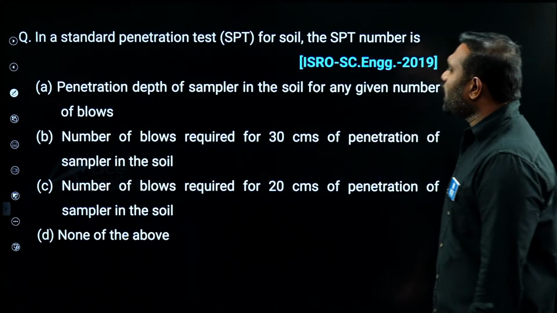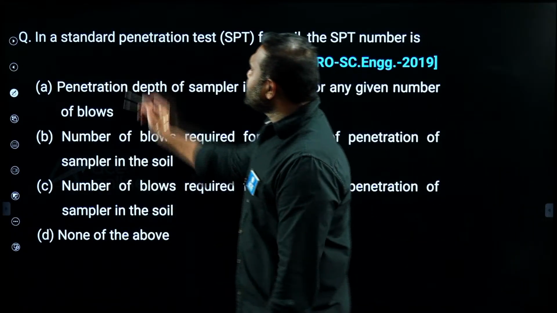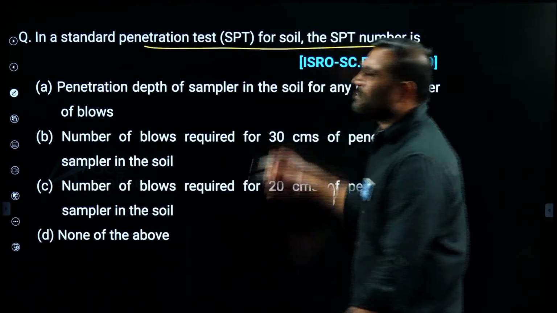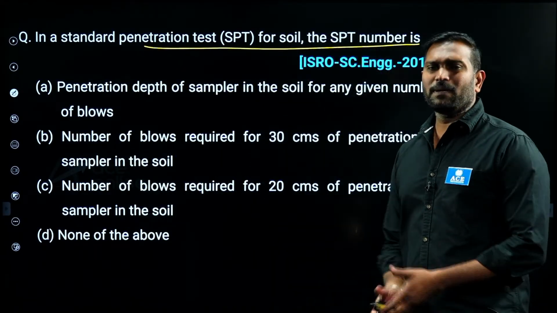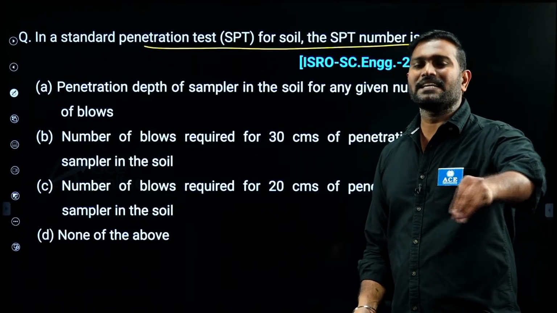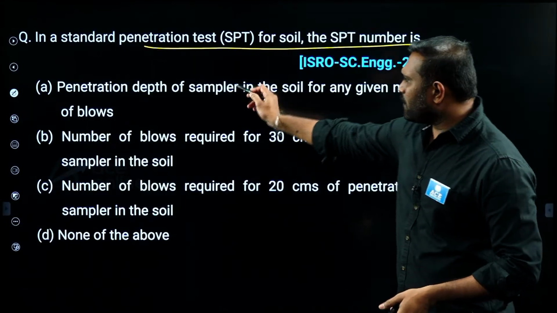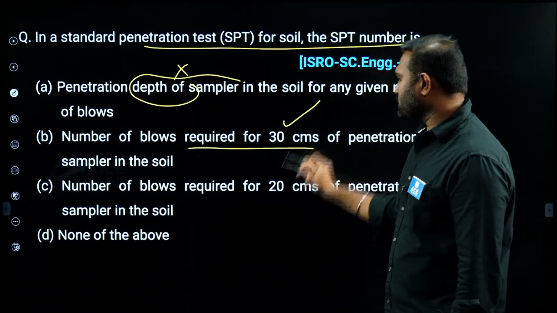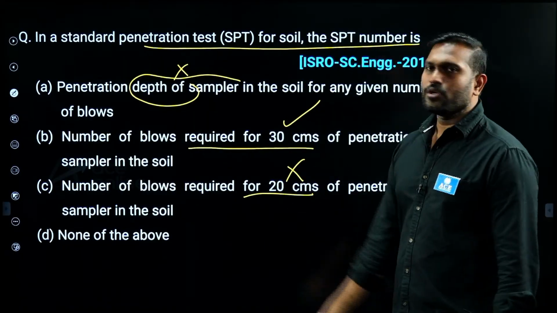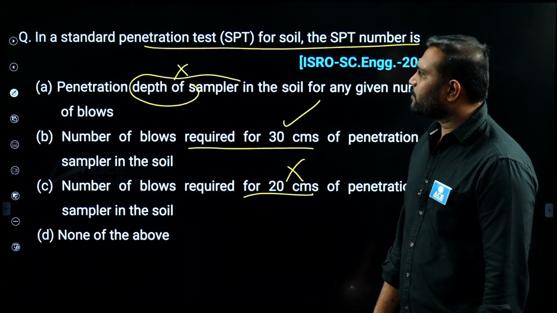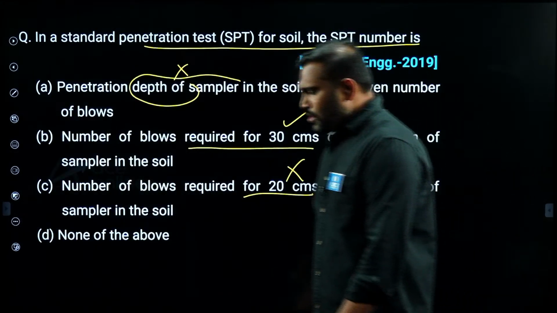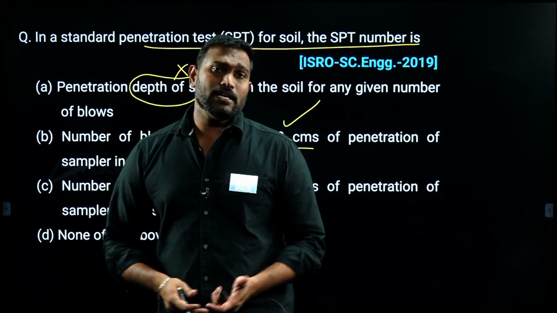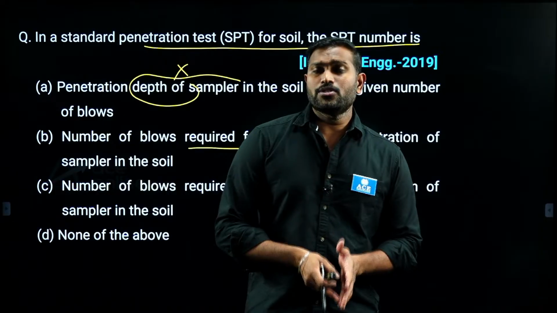And now see this one. In a standard penetration test for a soil, what is the SPT number? That's the number of blows for the last 30 centimeters. Is it the penetration depth of the sampler? No. Number of blows required for 30 centimeters? Yes. For 20 centimeters? No. So what is the correct answer? Option B. Now, so these are the previous year's questions from Geotechnical Engineering.